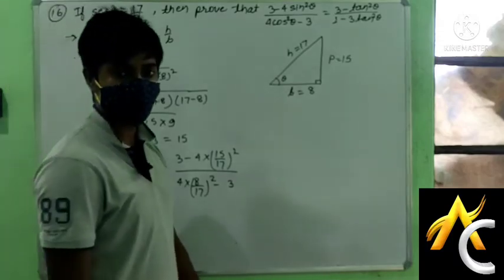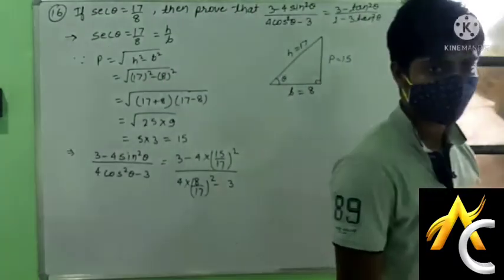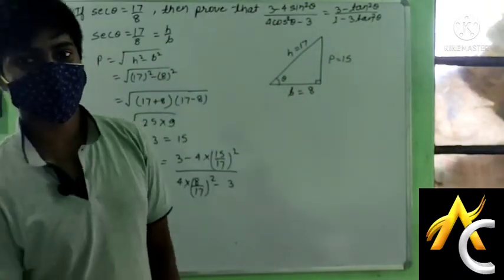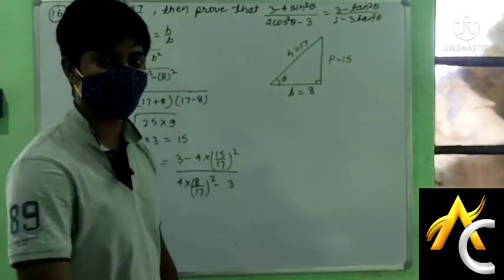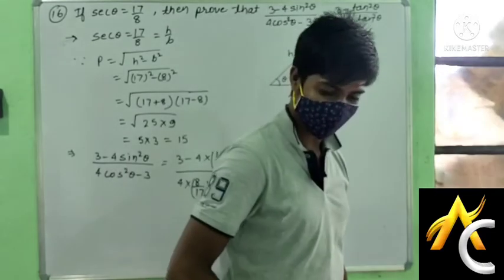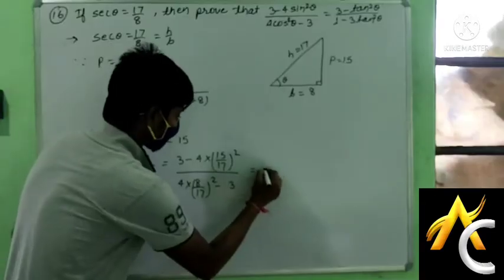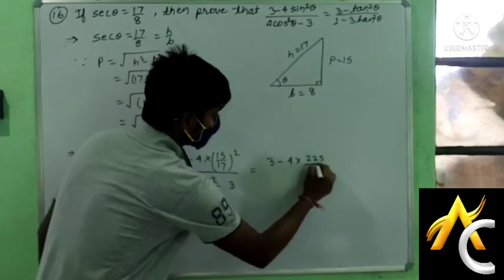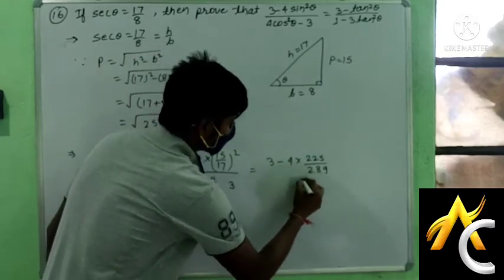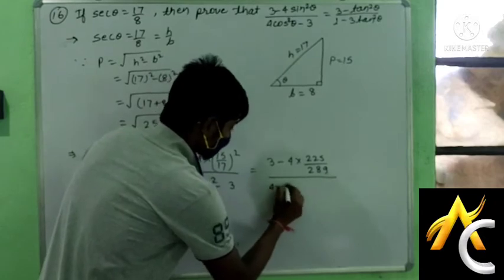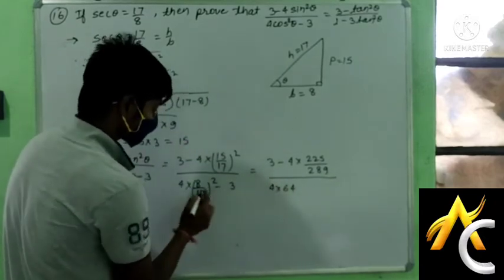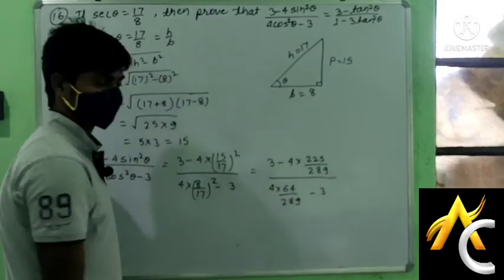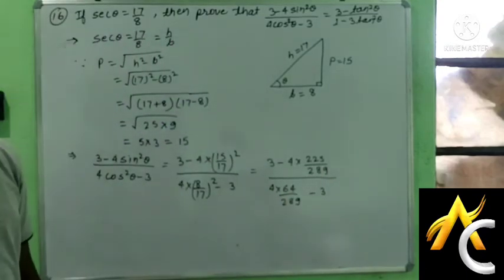Now 17 square is equal to 289. Did you not do it, did you forget? No problem, we also forget sometimes, it happens. We can write it as 3 minus 4 into 15 square, 225 by 289, divided by 4 into 64, 8 square is equal to 64, divided by 17 square is equal to 289, minus 3. Simple. Doubt?